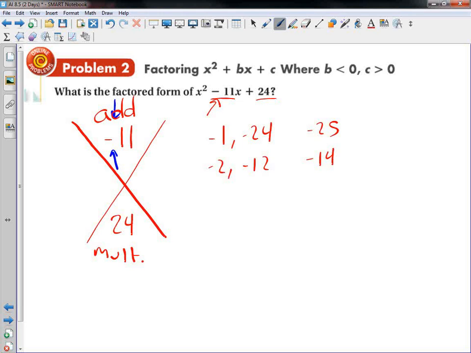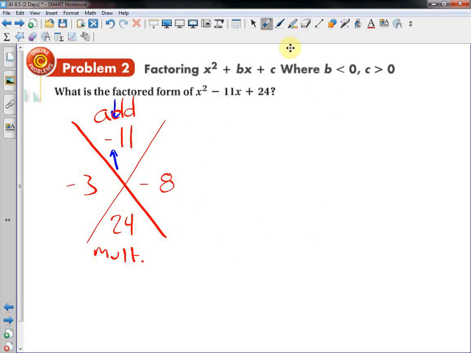Let's see, I think 3 goes in there, so negative 3 and negative 8. Negative 3 times negative 8 is positive 24. Negative 3 plus negative 8 is negative 11. There we go. We got negative 3, negative 8. Right, now I'm going to erase all my scratch work, which, as you get better at factoring, you will not need.